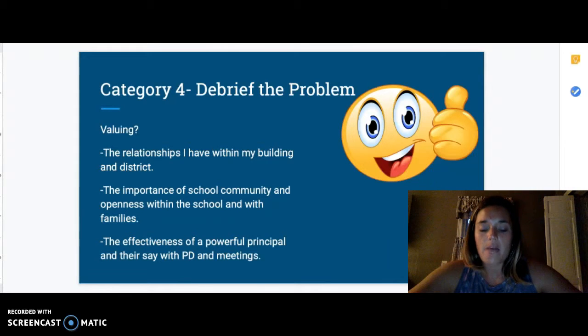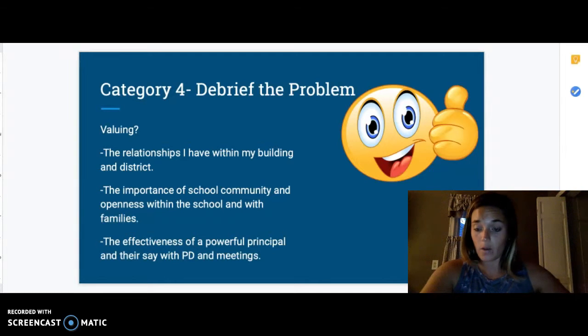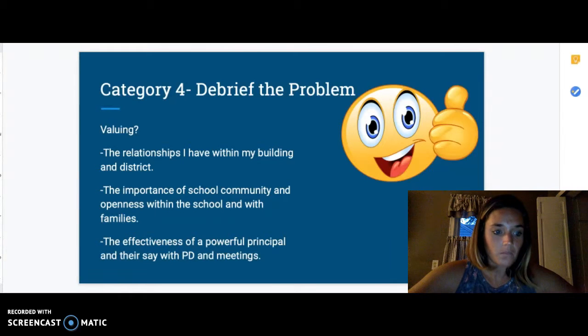Also, one of the things to value is the effectiveness of a powerful principal. If you were to have someone that wanted to review the handbook, wanted to reflect on the handbook, are there any questions? And just providing those opportunities for more PD, more questions and things like that, that's something that I think some people take for granted.